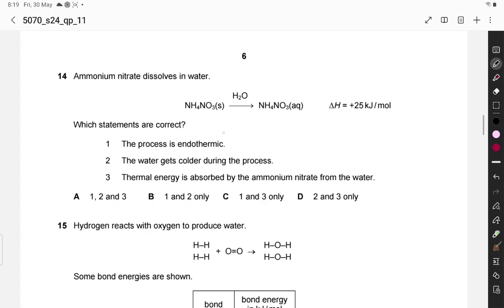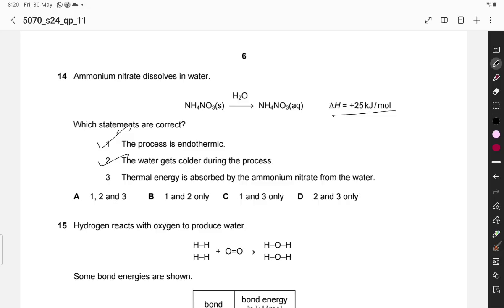Ammonium nitrate dissolves in water. Which statements are correct? Process is endothermic. Yes, it is correct because delta H is positive. The water gets colder during the process. Yes, it is correct because heat is absorbed by the ammonium nitrate to get dissolved in water. So that's why water loses heat, and water gets colder during the process.